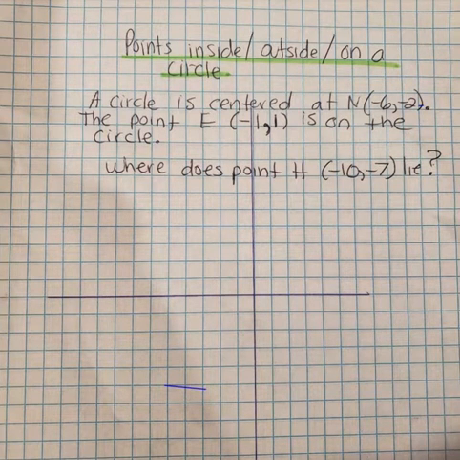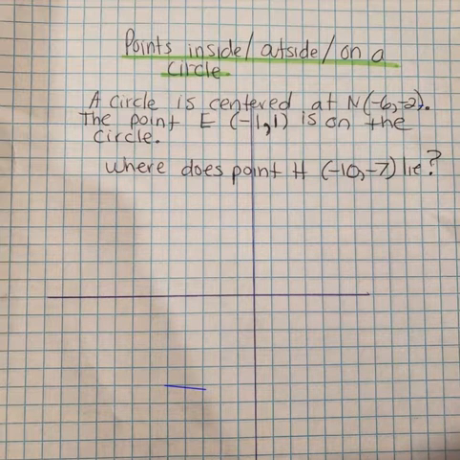Determine if a point lies inside, outside, or on a circle. In this example, we have a circle centered at point -6, -2, and the point E, -1, 1, is on the circle. And we want to know where does point H lie.